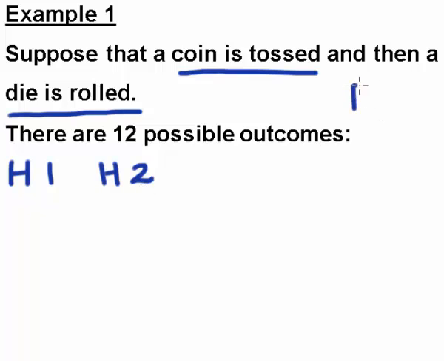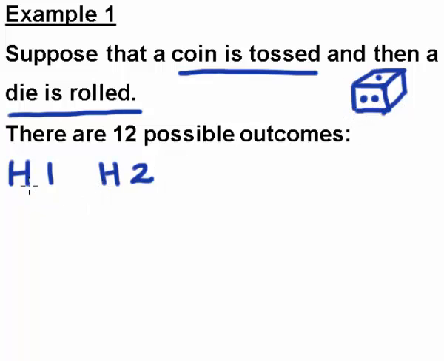Remember, if you don't know what a die is, that is that little cube thing, and it's numbered, and you might have the number 1 on there, and then the coin, obviously heads and tails. I'm assuming you know that from earlier years.